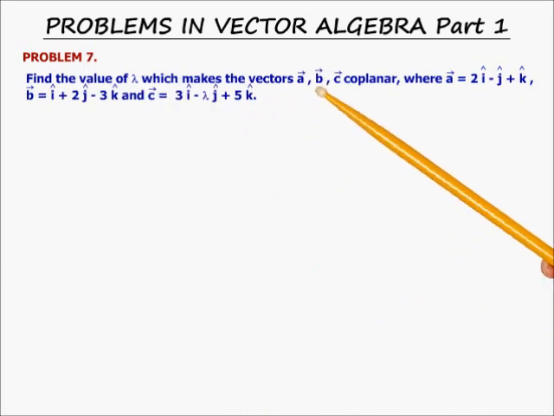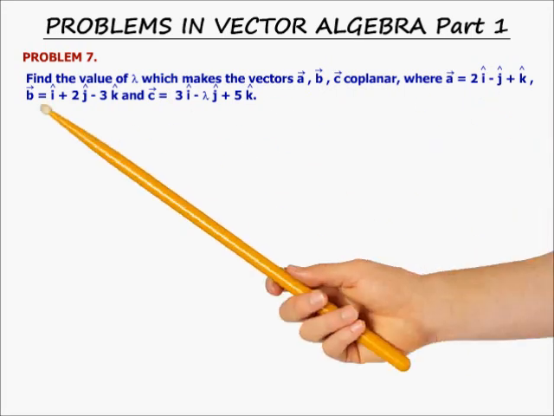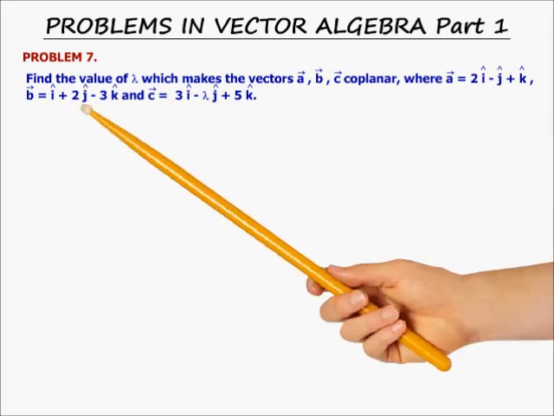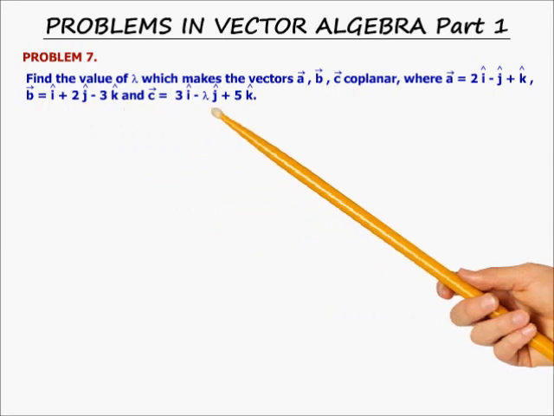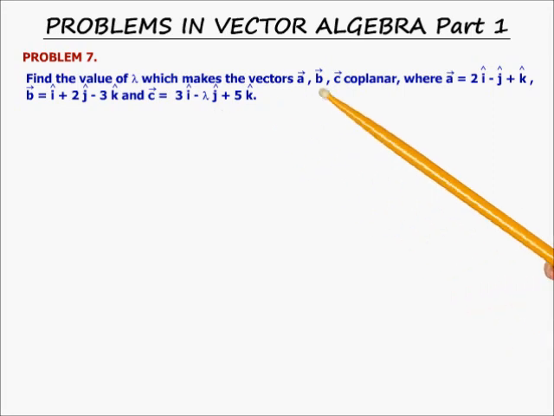Here three vectors are given. Vector A is equal to 2i cap minus j cap plus k cap. Vector B equals i cap plus 2j cap minus 3k cap. And vector C equals 3i cap minus lambda j cap plus 5k cap. Now we have to find the value of lambda, and what is given is that these three vectors are coplanar.